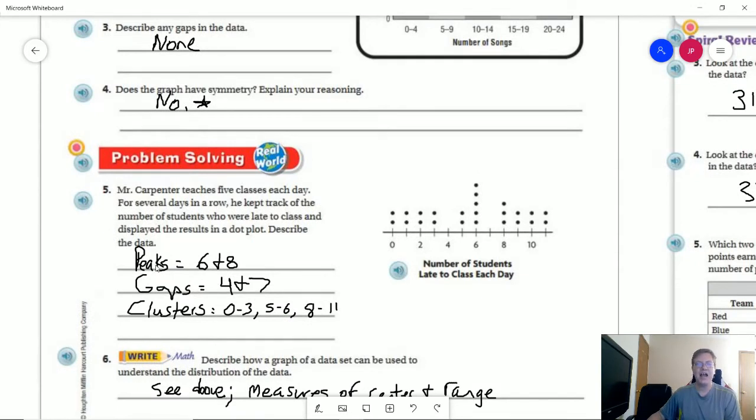Number 5, I asked you to take a look at peaks, gaps, and clusters. Our peaks are going to be 6 as well as 8. The 8 is given by the book. I would normally not consider that to be a peak because that is too close to everything else around it. We do have gaps at 4 and 7, clusters from 0 to 3, 5 and 6, and 8 to 11.